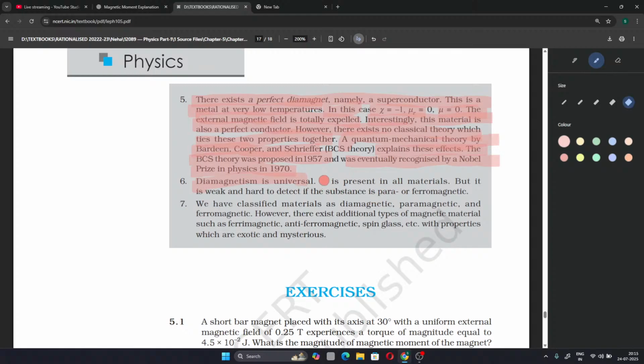Diamagnetism is universal. It is present in all materials, but it is weak and hard to detect if the substance is para or ferromagnetic. This might be an important point to be remembered: diamagnetism is universal, present in all materials, but weak and hard to detect if the substance is para or ferromagnetic. Let's verify it.